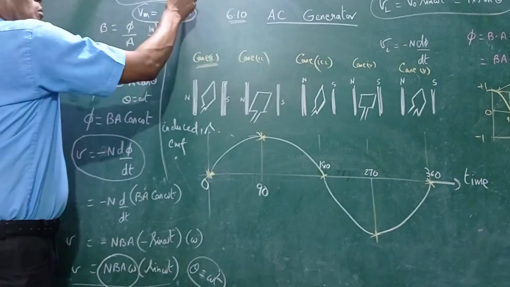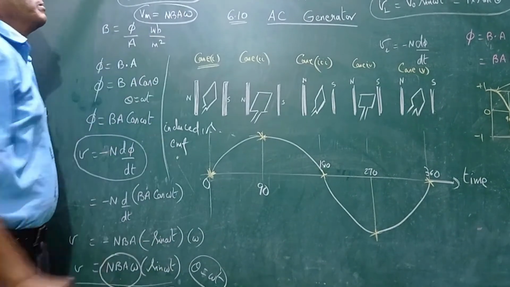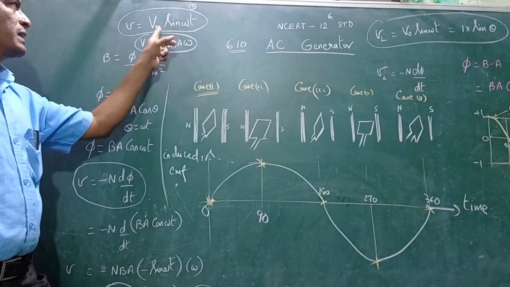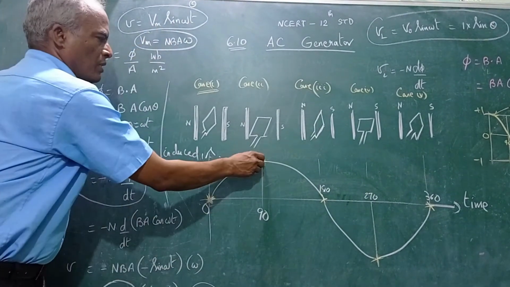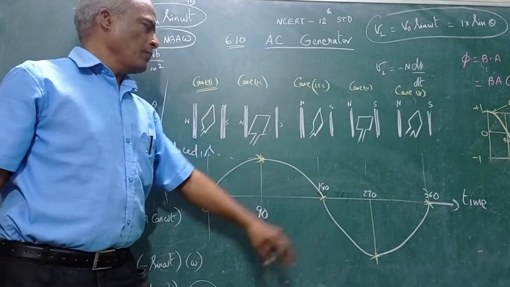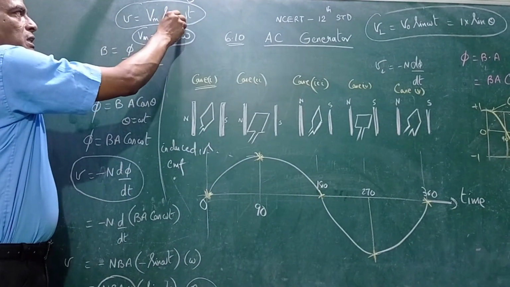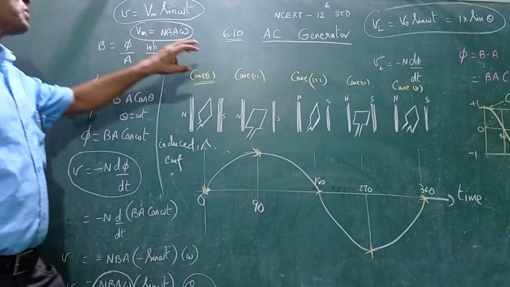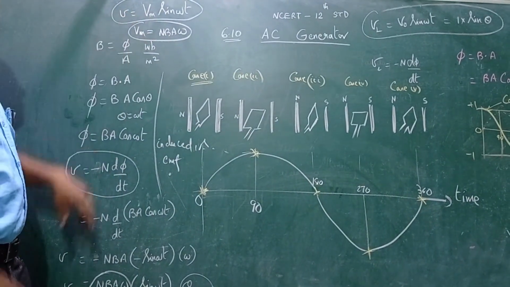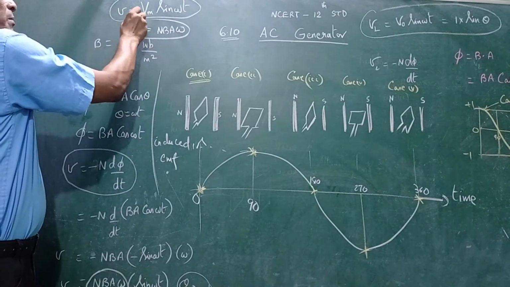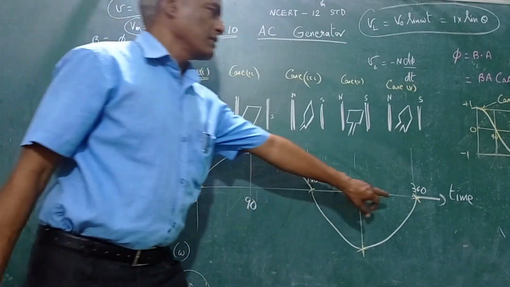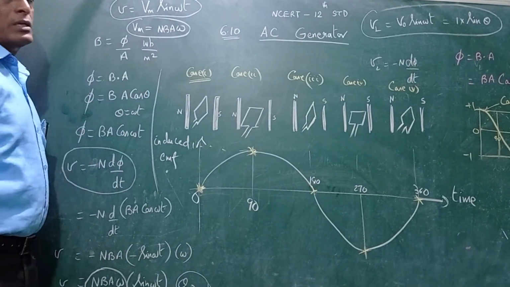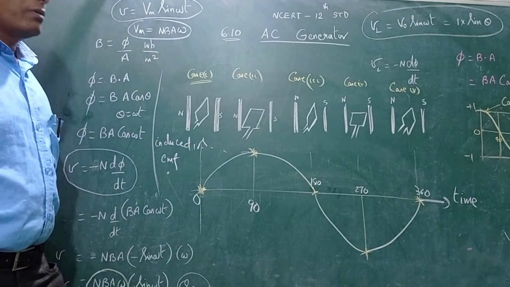Now this omega t can be replaced by theta. So when sin 0 is 0, and sin 90 is 1, in that case we will get the maximum Vm. Sin 180 is 0, therefore the overall induced EMF is 0. Then sin 270 is minus 1, therefore V is equal to minus Vm. And sin 360 is 0, therefore the voltage induced in the coil is 0.